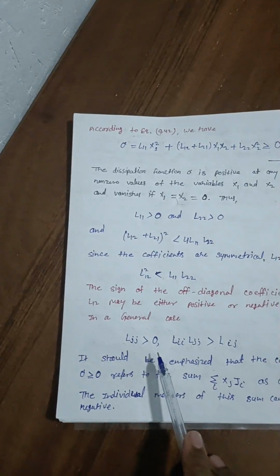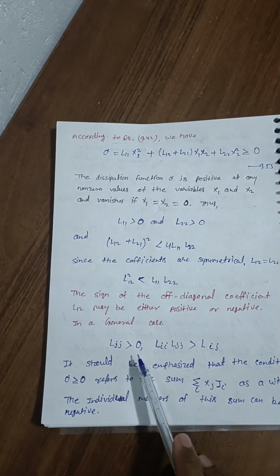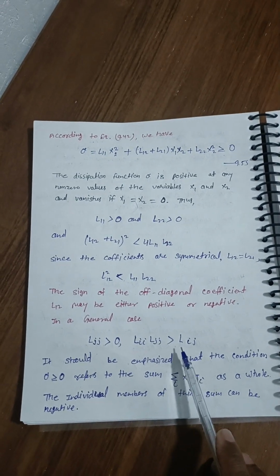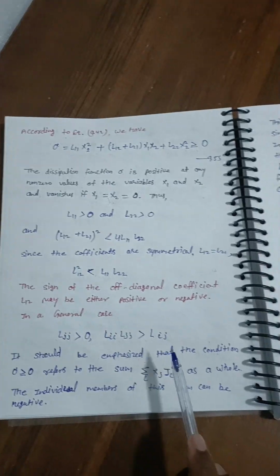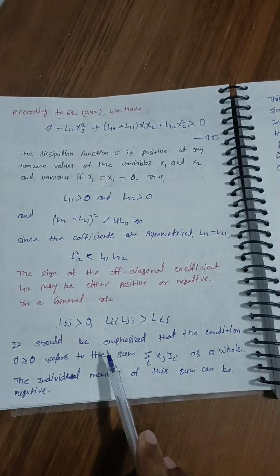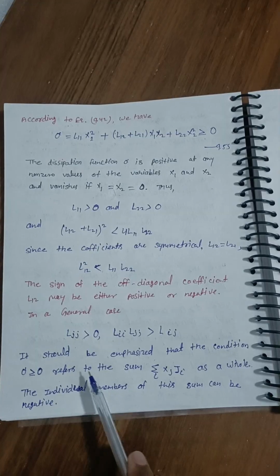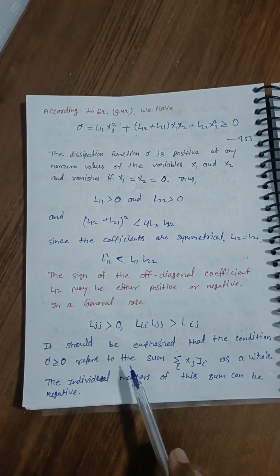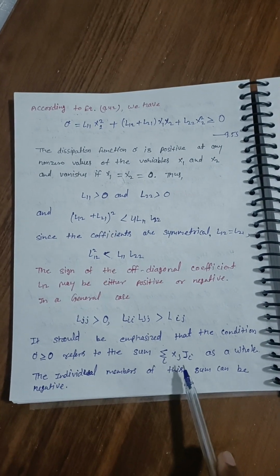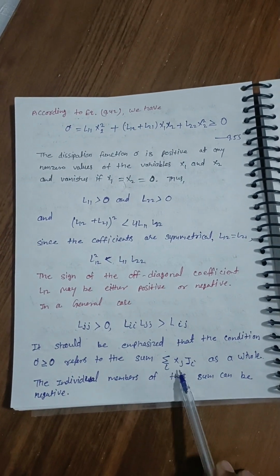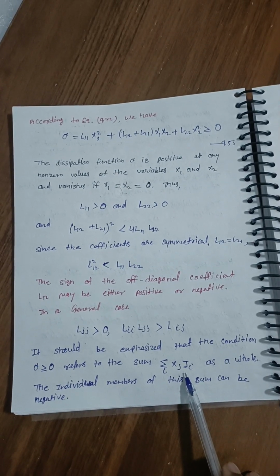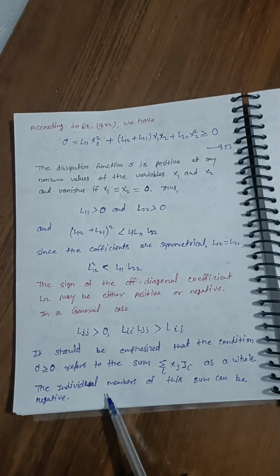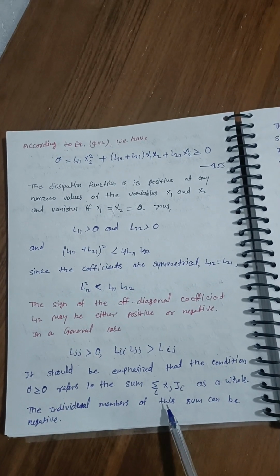In general, Ljj is more than 0, and Ljj Lii is more than Lij squared. It should be emphasized that the condition sigma dash more than 0 refers to the sum sigma i Xi Ji as a whole. The individual members of this sum can be negative.